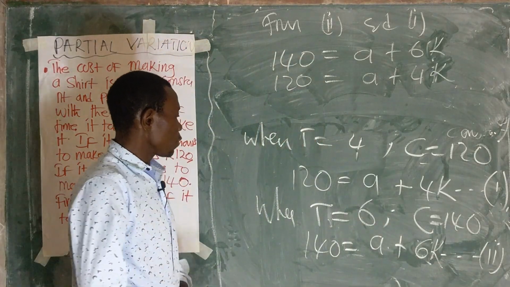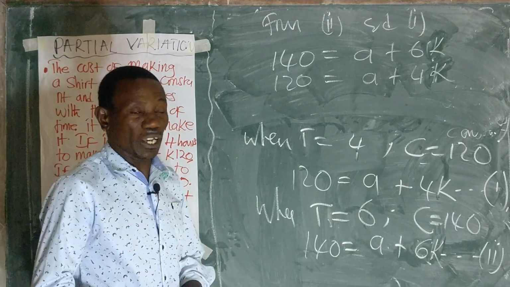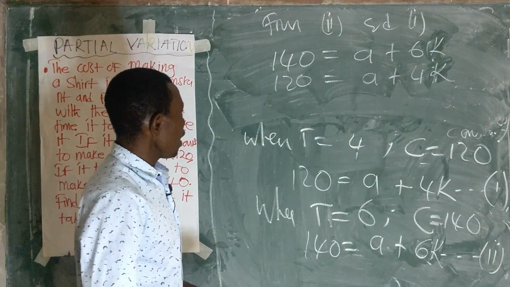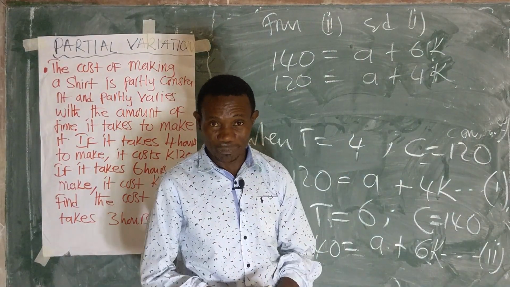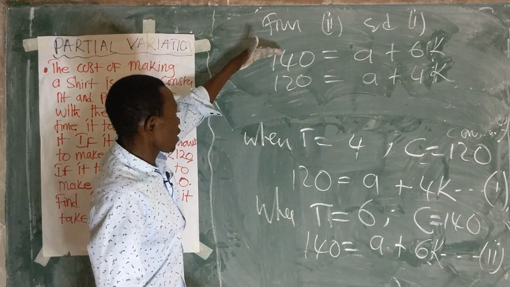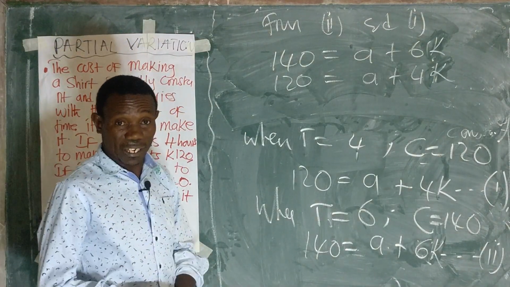Right. Let's eliminate one variable, either K or A. Like we eliminate one, then work out the other one. Here it's easy for us to eliminate the variable A. You can do that by subtraction. Hence, let's subtract the two equations, like terms together, and see what we have at the end.